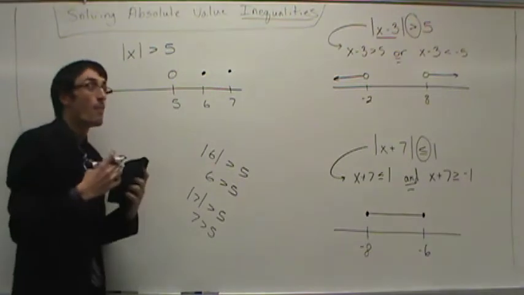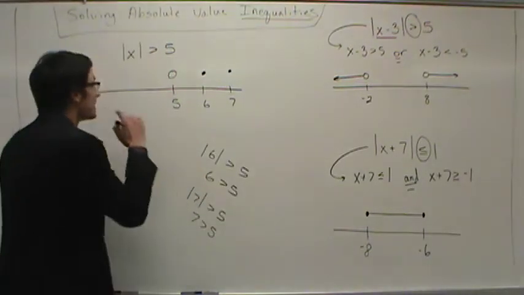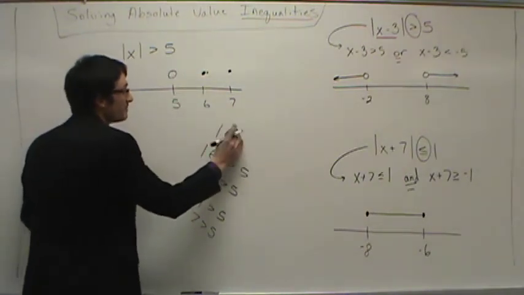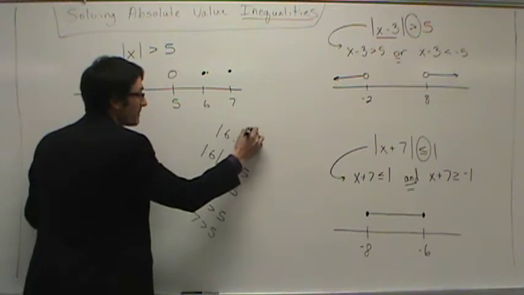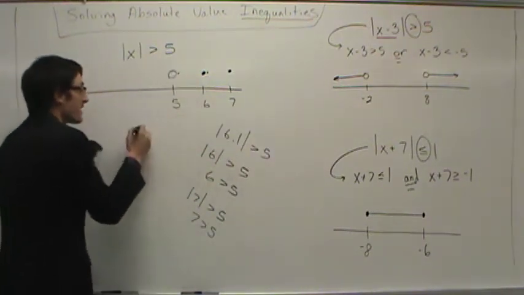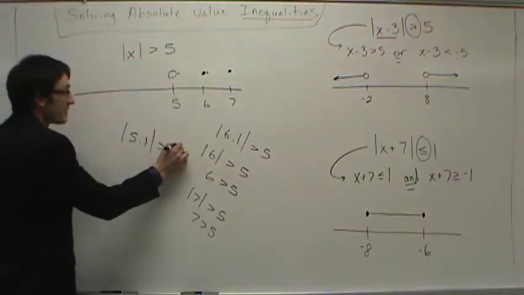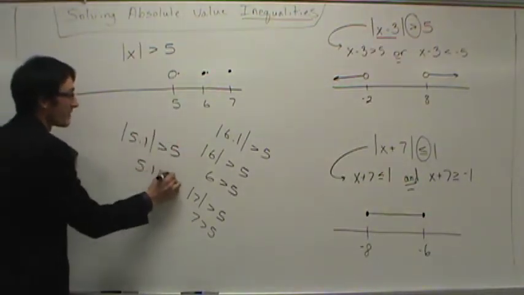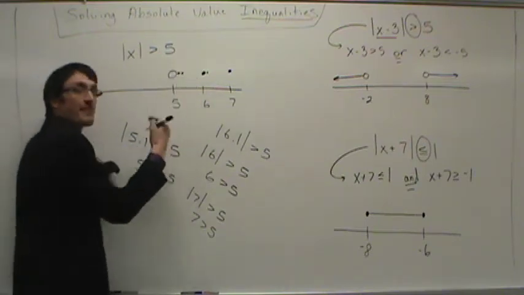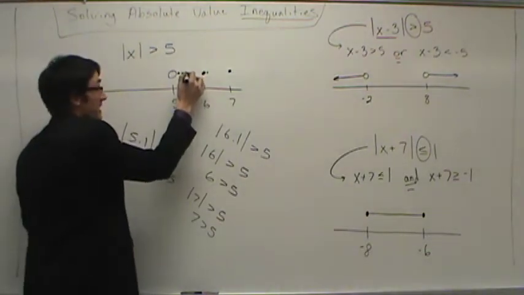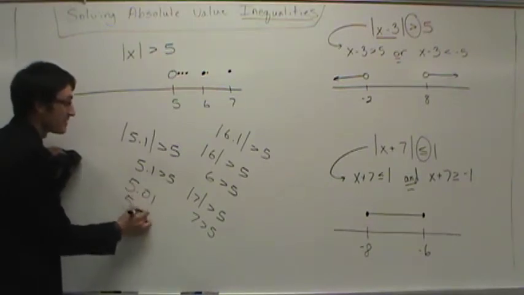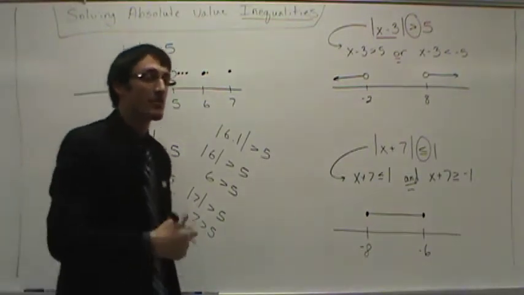Wow. We talked about this yesterday. Does 6.1 make it true? Yes. The absolute value of 6.1 is greater than 5. Does 5.1 make it true? Yes, the absolute value of 5.1 is greater than 5, because 5.1 is greater than 5. Does 5.2 work? Yes. Does 5.3 work? Yes. So we start to see there's a lot of numbers. Does 5.01 work? Yes. Does 5.001 work? Yes. And so on and so forth.